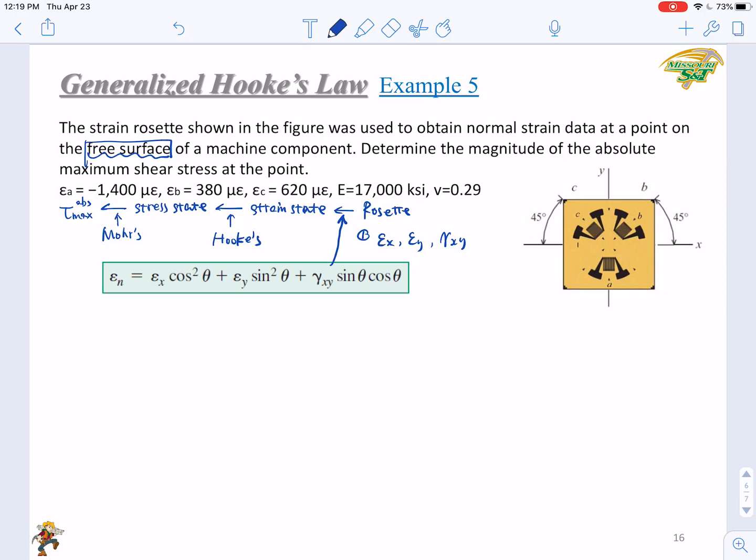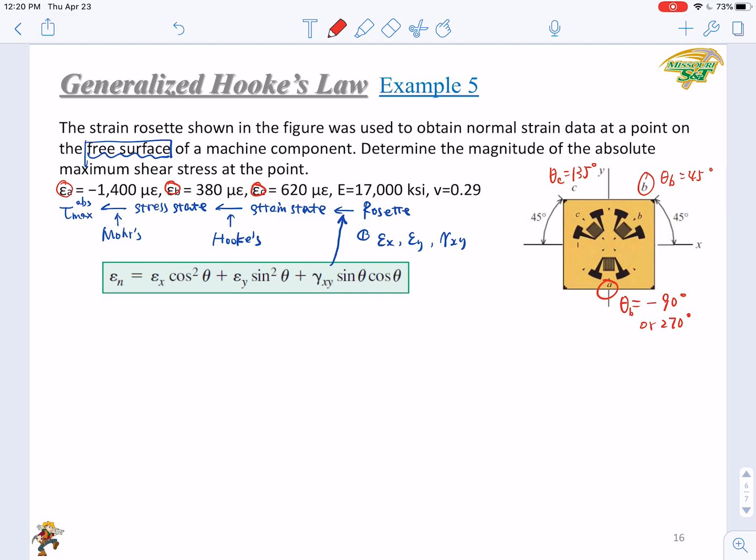Here's a look at the three strain gauges, A, B, and C. So the strain gauge A is here. So theta equals negative 90 degrees or 270 degrees. Okay, the B here, theta B is 45 degrees. And here the theta C equals 135 degrees. Those are the directions of these three strain gauges, and their readings have been provided here. So you can just use this equation to solve the three unknowns.